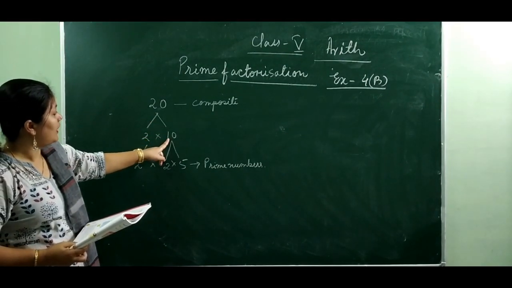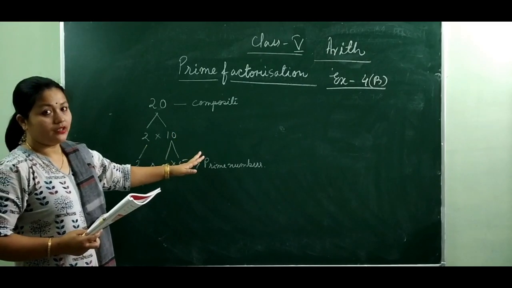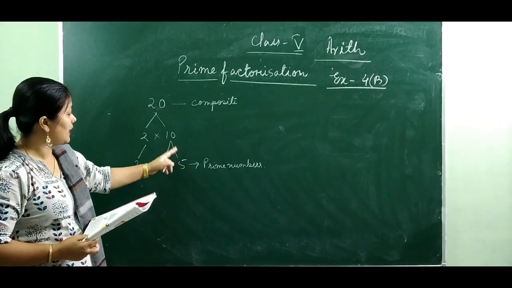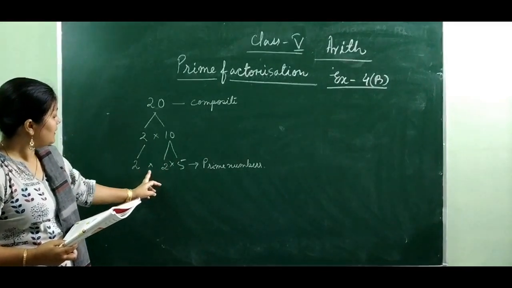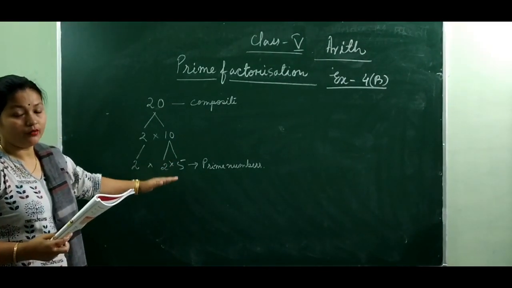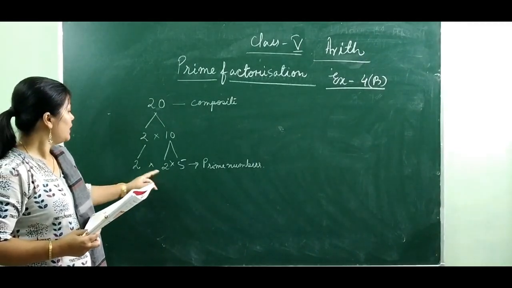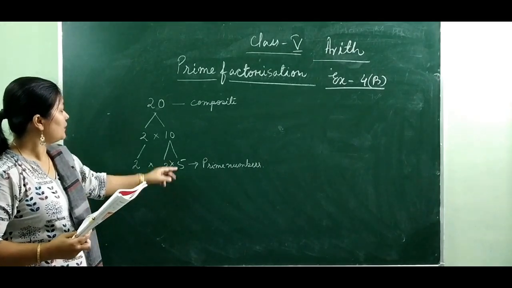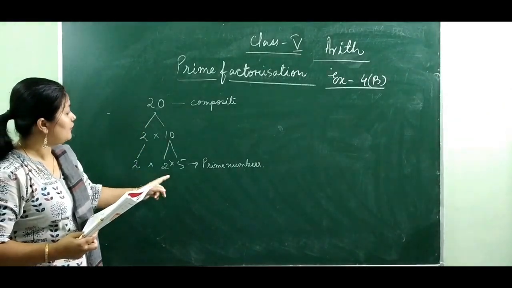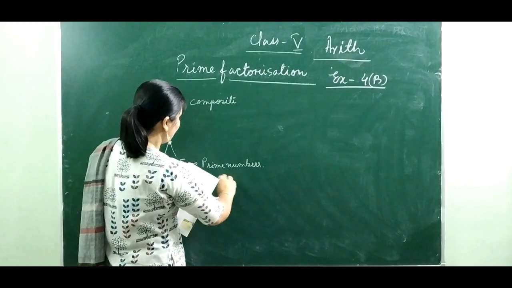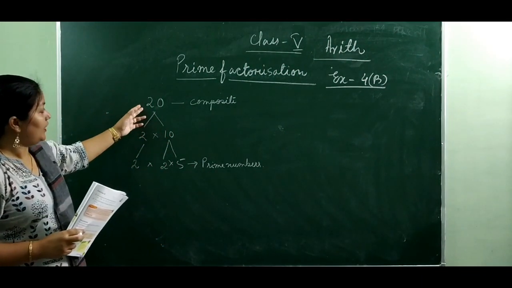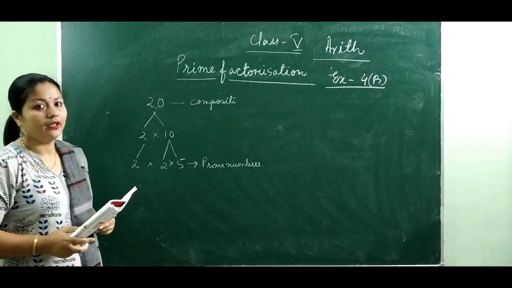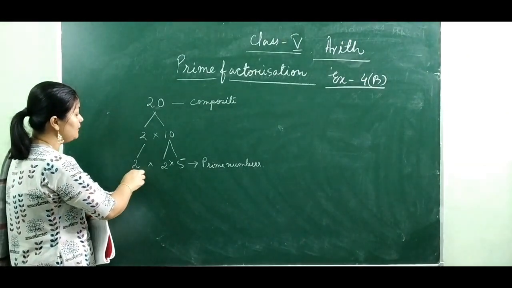And for this 10 we will find the next factors. 2 is again the smallest, 2 times 5 equals 10. So these are the last, we cannot break them further. We don't have more prime numbers. So 2 is a prime number, this is another 2, then 5. These are the prime factors of 20. More factors are also there. You can also say 4 times 5 equals 20. But at last you will get the same factors.